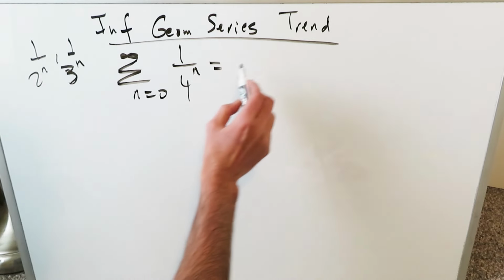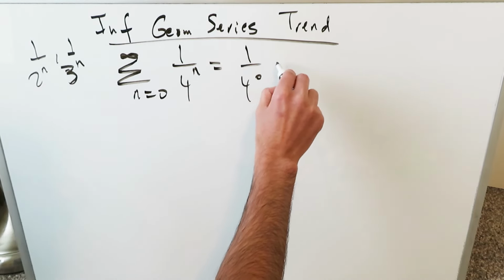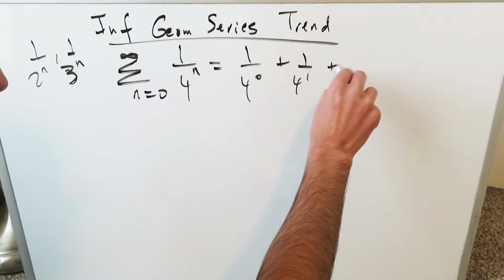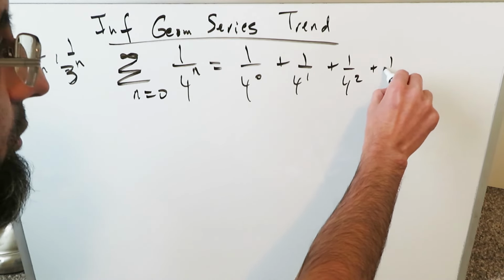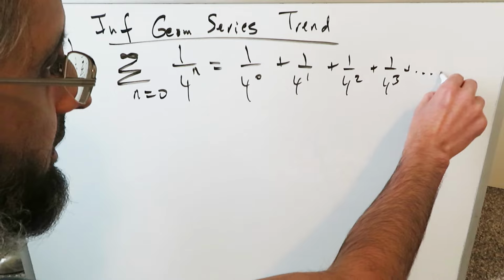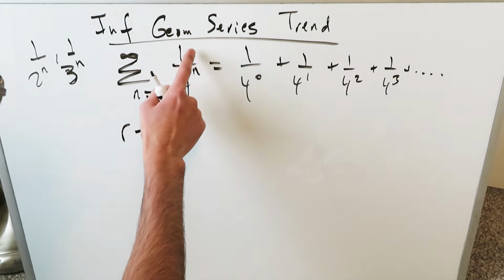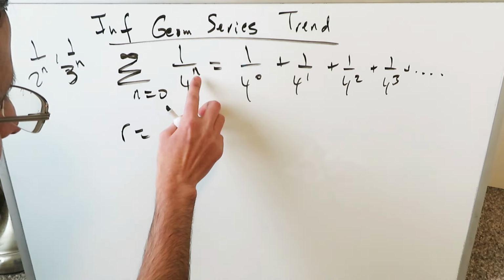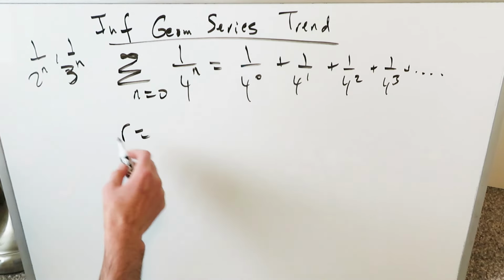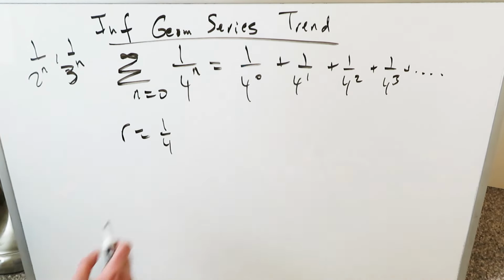When you expand this out, what will you have? 1 over 4 to the power of 0 plus 1 over 4 to the power of 1 plus 1 over 4 square plus 1 over 4 cube, on and on. If you want to find the sum of the series, you have to find the common ratio, but I'm telling you a quick shortcut. Whatever rule you see here, the fraction, ignore the exponent. The fraction is always your common ratio, and it will always be the case.